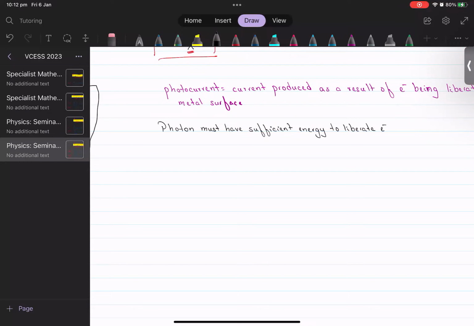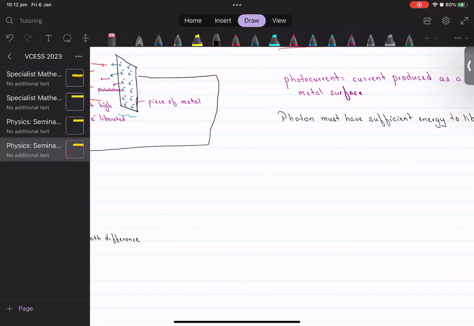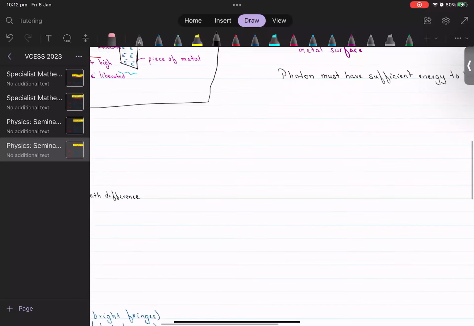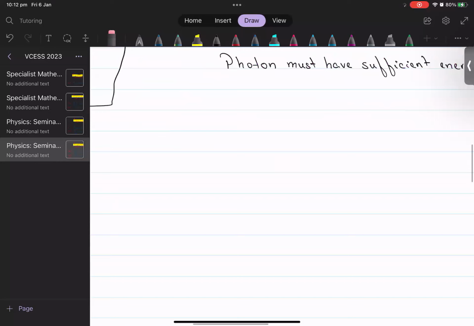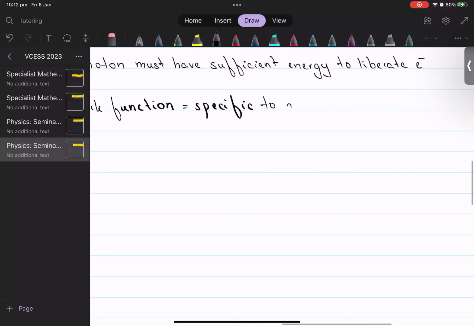I've just defined it kind of vaguely. It doesn't seem to make sense, right? And the answer to that depends entirely on the metal that's being looked at. So each metal has what's called a work function. The work function is specific to a metal. So it depends on the metal that we're looking at.